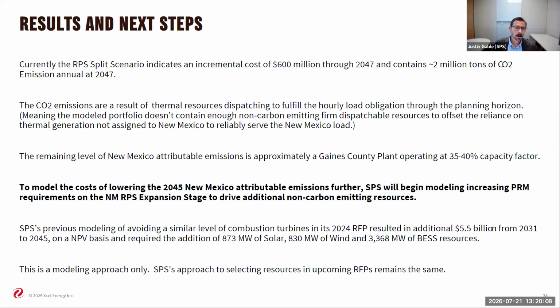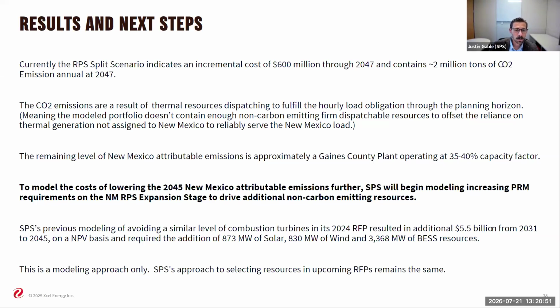All right. So what we are currently seeing, in this scenario where we are not allowing additional thermal resources to be built for New Mexico's load ratio share, is that the split scenario is an incremental cost of around $600 million through 2047 and contains around 2 million tons of CO2 emissions. The CO2 emissions are a result of thermal resources dispatching to fulfill the hourly load obligation through the planning horizon. That means that the model portfolio doesn't contain enough non-carbon emitting firm dispatchable resources to offset the reliance on thermal generation not assigned to New Mexico to serve New Mexico load.